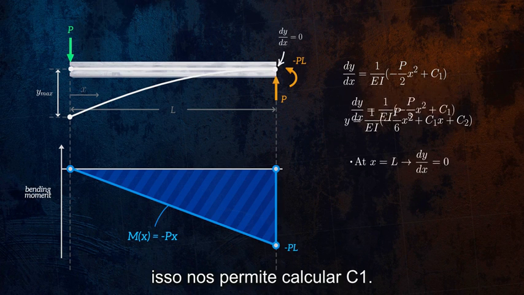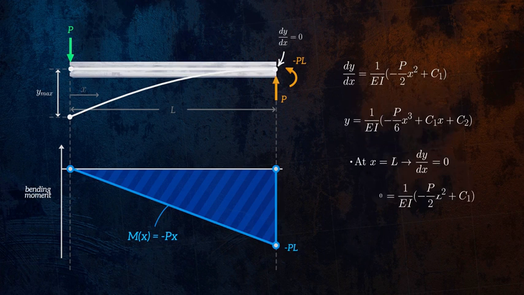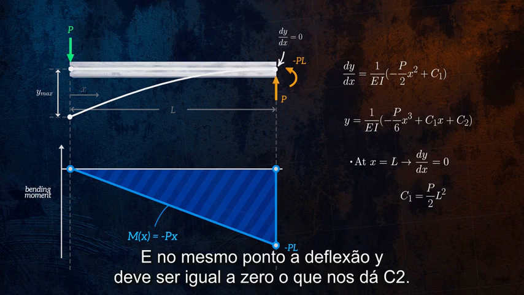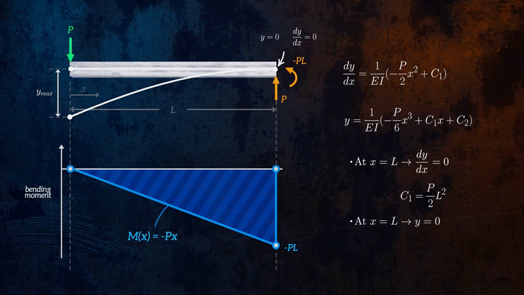This allows us to calculate C1. And at the same location, the deflection y must also be 0, which gives us C2.